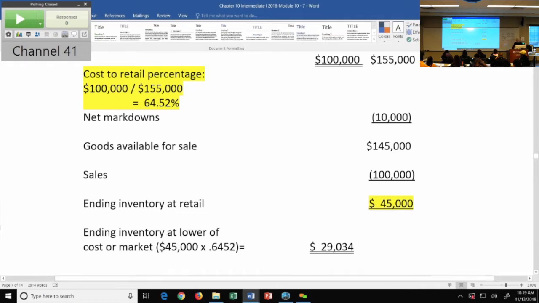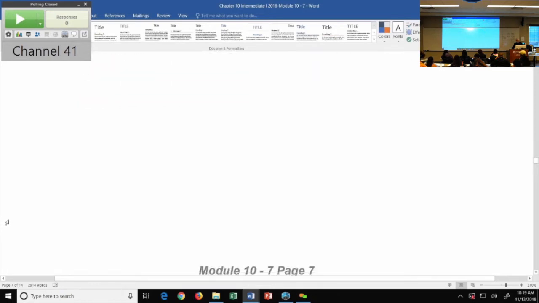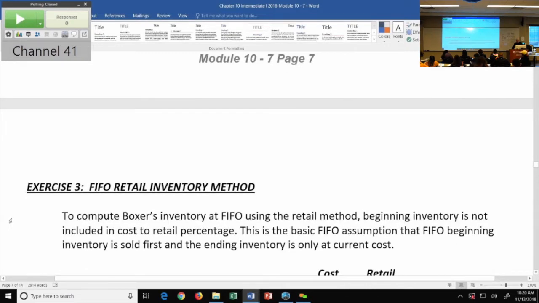Let's try another one. What do you know about the FIFO method? Under the FIFO method, the first goods in are the first ones out. Under the FIFO retail, which is not in the book, but I'm just putting this in here to be complete, it will indicate that all beginning inventory is probably sold first.